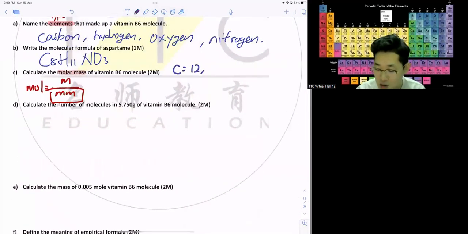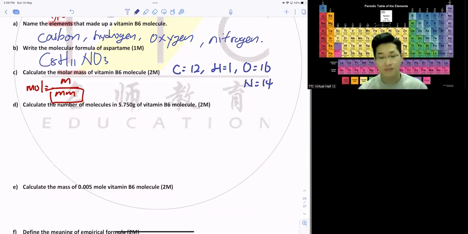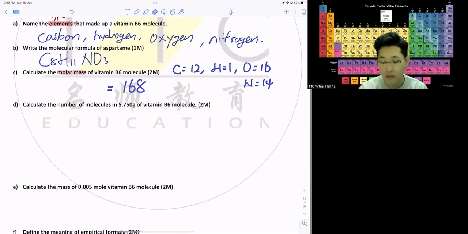C equals to 12, H equals to 1, O equals to 16, N equals to 14. So just press your calculator. C8, H11, N, and O3, 169. What is the unit for molar mass? Very good. Gram per mole.